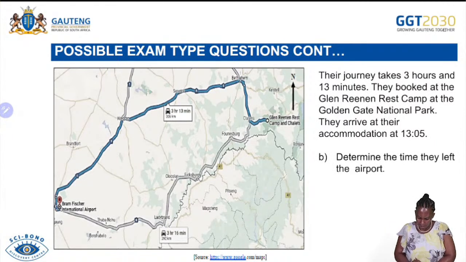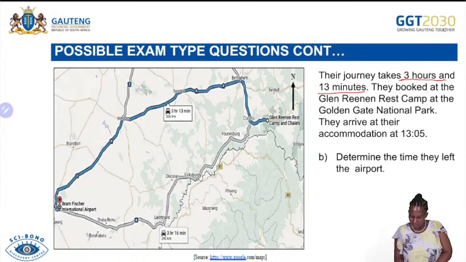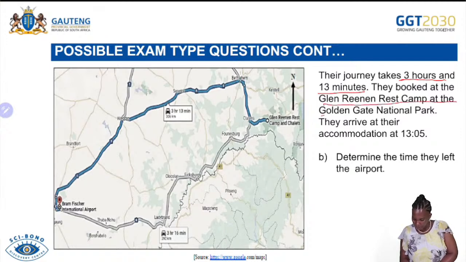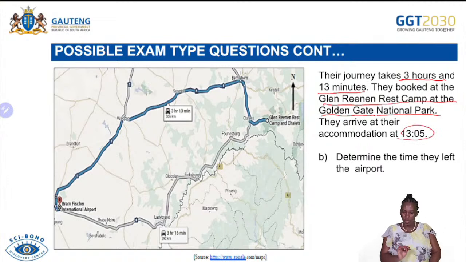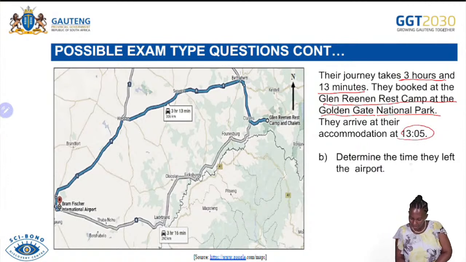Now the next question says, the journey takes 3 hours and 13 minutes. They booked at the camp, Glen Renan Rest Camp at the Golden Gate National Park. This is where they are booked. They arrived at their accommodation at 13:05. Now, what does the question need? It says, determine the time they left the airport.